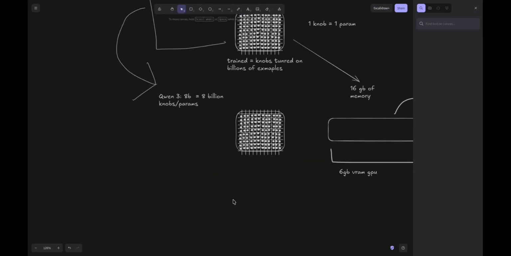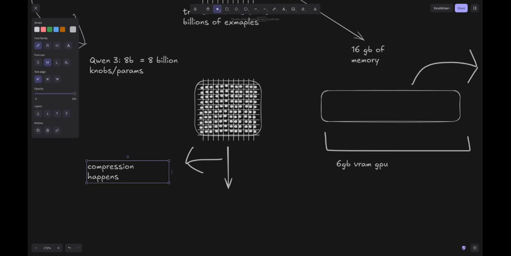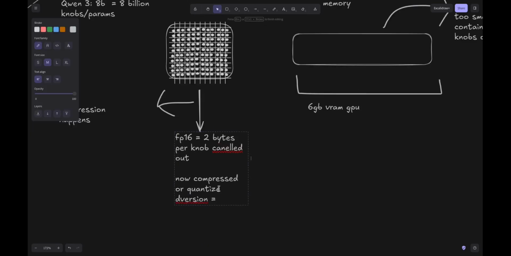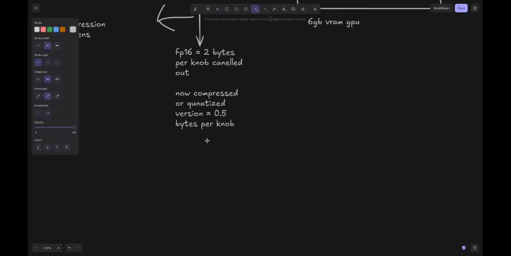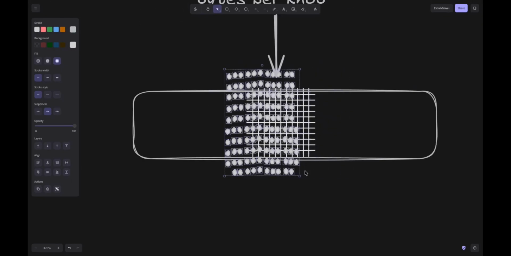Instead of storing every knob value at full precision, we round it, compress it, using far fewer bits per number. Go down to 4-bit precision, and those same 8 billion knobs now take up roughly a quarter of the space, around 4 to 5 gigabytes. Each individual knob does lose a tiny bit of precision, but with 8 billion of them working together, that small loss barely shows up in the final output. This one trick is the entire reason consumer GPUs can run large models at all.